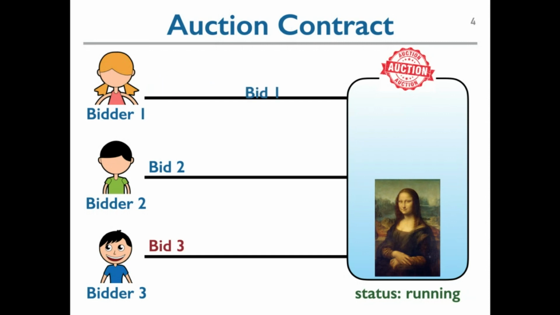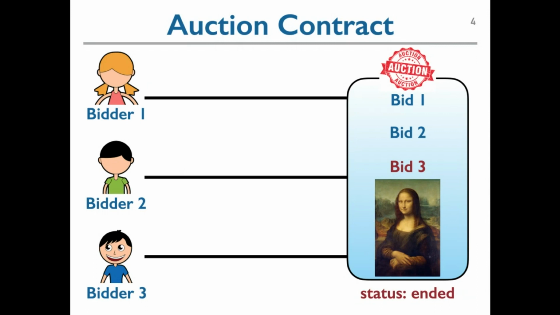Well, first, each bidder is going to submit their bids to the auction. And then at some point, the auction will stop accepting new bids. So its status, which is currently running, will transition to ended, indicating that it has stopped accepting new bids. And then the contract will determine the winner of the auction.